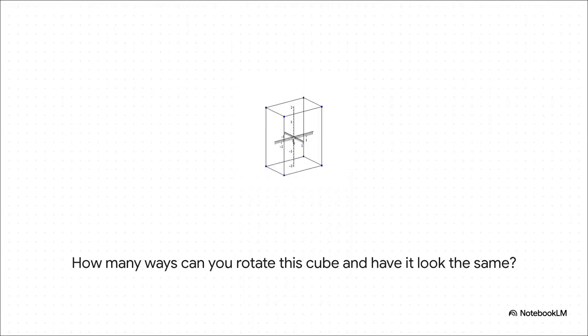So let's kick things off with a little puzzle. Just look at this simple cube. How many different ways can you spin it, flip it, and turn it, and have it land looking exactly the way it started? Think about it. This simple question about symmetry is actually our doorway into this whole topic. Every single one of those rotations is an action, a single piece of a much larger system.